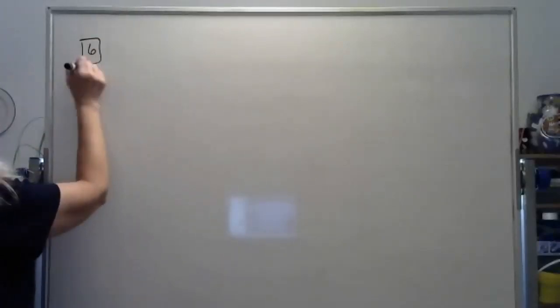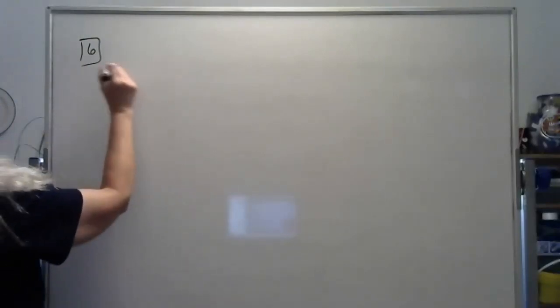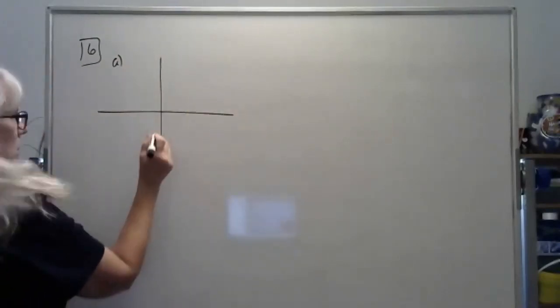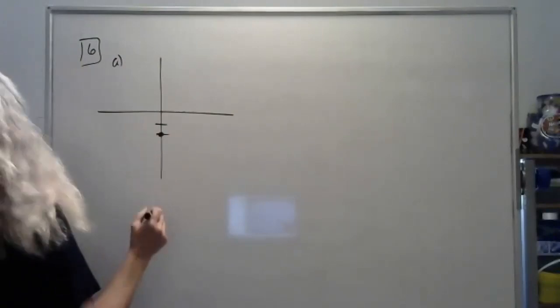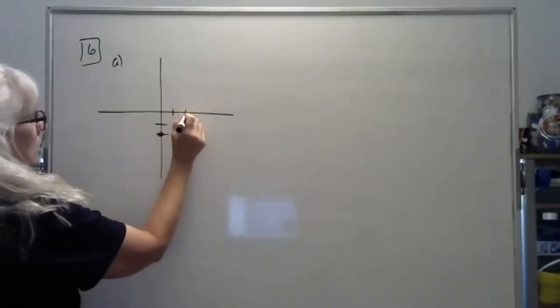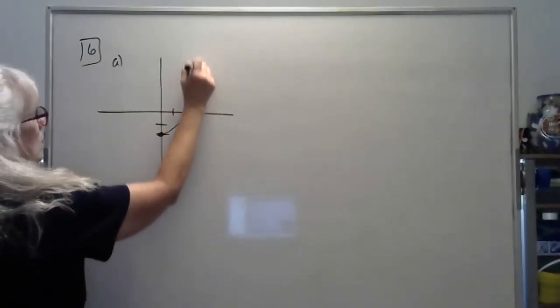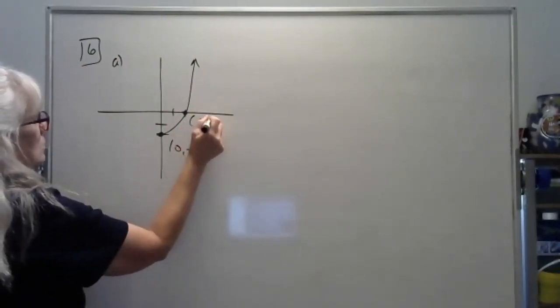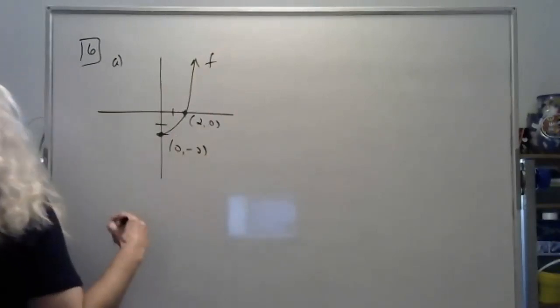Okay, so example 6 just ties back to something we already talked about. It says for each graph shown below, draw a graph of the inverse function. So for part A, the original graph has a point down here at 0, -2, and another point over here at 2, 0. And it looks like this. So this is 0, -2, this is 2, 0, this is the original function.